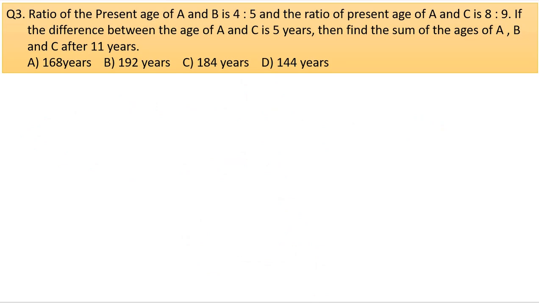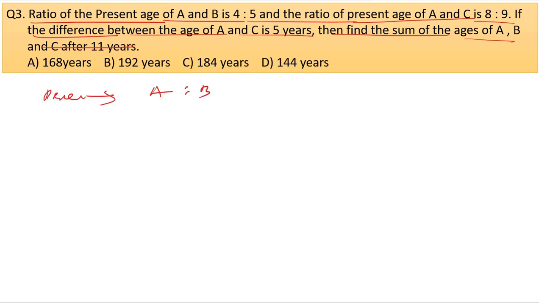In the next question we have: the ratio of present ages of A and B is 5:4, and the ratio of present ages of A and C is 8:9. If the difference between the ages of A and C is 5 years, then find the sum of ages of A, B, and C after 11 years. Here we have present A is to B as 4:5. Here also we have A is to C as 8:9.